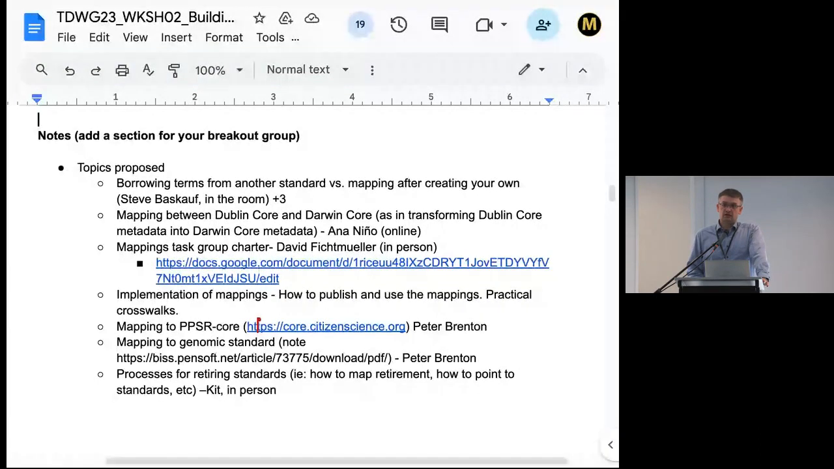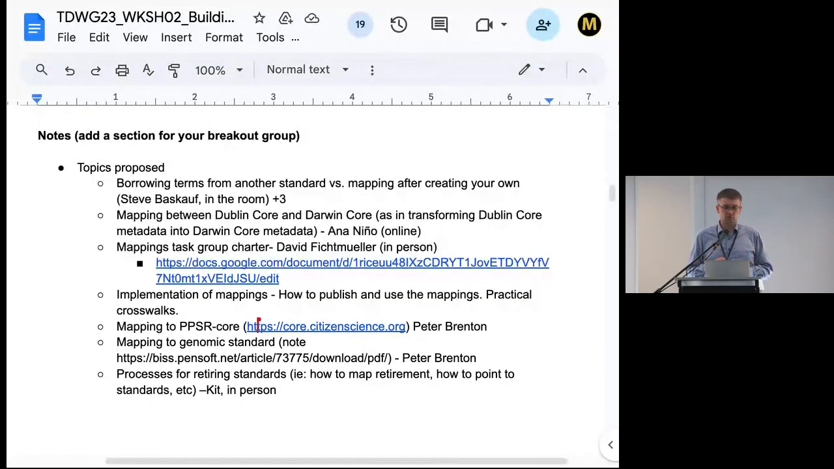And another topic that we talked about was how to handle already existing, not just mappings, but existing conversions. A lot of people are converting data from one format to another. And of course, it's really useful to share those to avoid doing duplicate work, beyond just presenting the standards. If you have a working workflow that converts from one standard to another, that's also really useful and needs to be addressed in the recommendation as well.